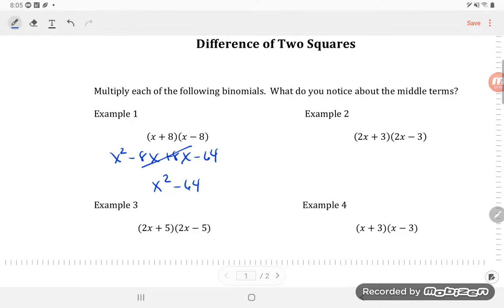For example 2, we're going to repeat the pattern. We're going to multiply these and we're going to use FOIL. 2x times 2x is 4x squared. 2x times negative 3 is a negative 6x. Our inner terms, 3 times 2x is a positive 6x. And 3 times negative 3 is a negative 9. My middle terms are going to cancel, and I am left with 4x squared minus 9.